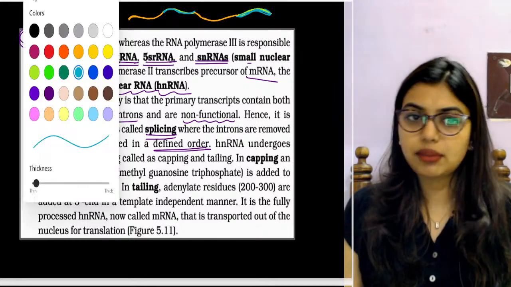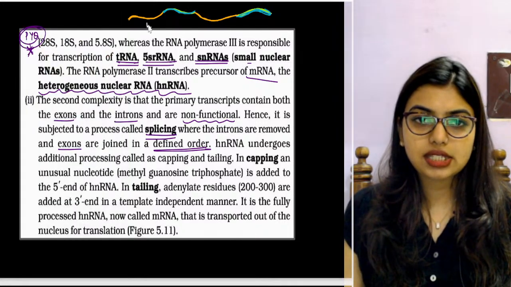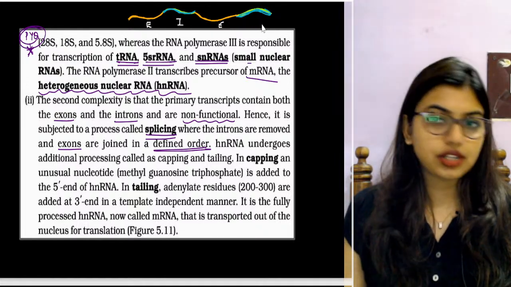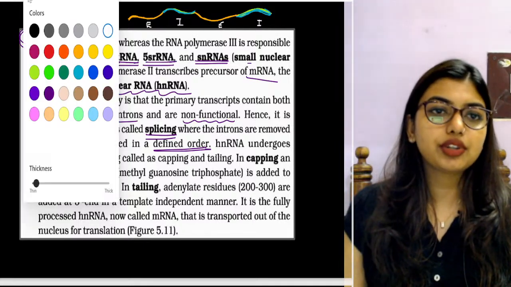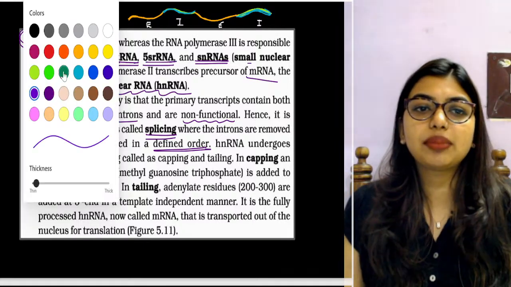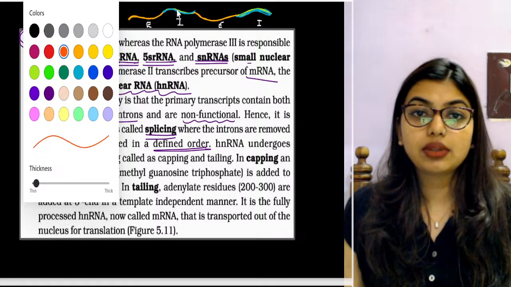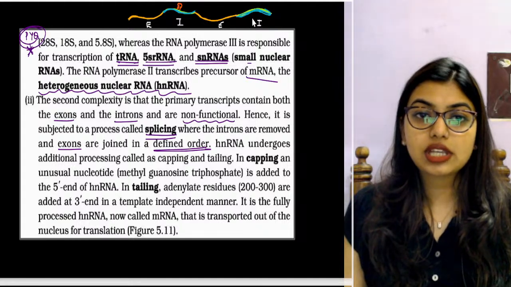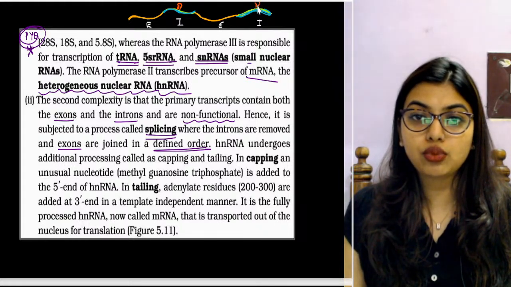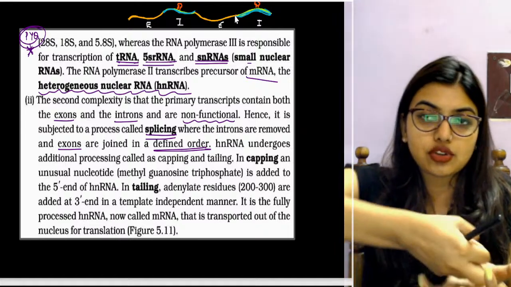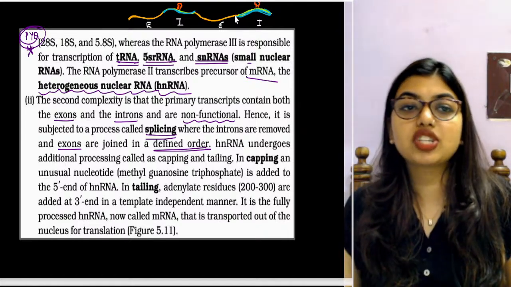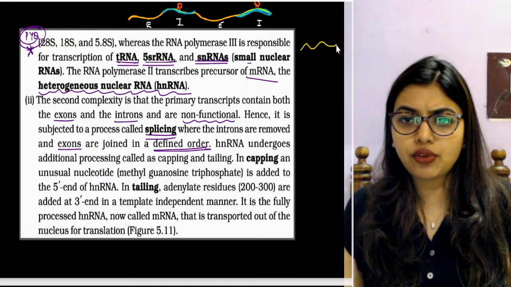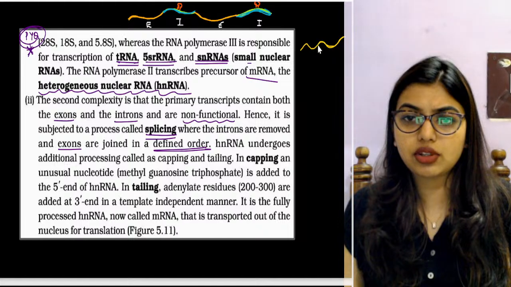Now I'm not doing a coloring thing, but understand these are the exons, these are the introns, again exons, introns. Now what is going to happen is these introns are something that I don't require. If I don't require them, I'm going to do a process called splicing, where I remove these introns and form a strand with only exons. Yesterday I had told you this. I'm going to form an mRNA with only exons.